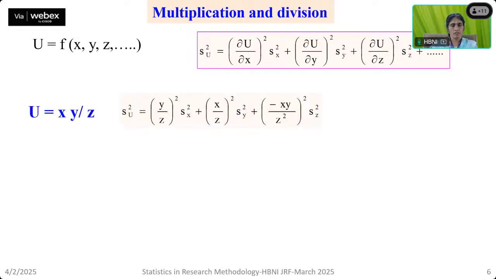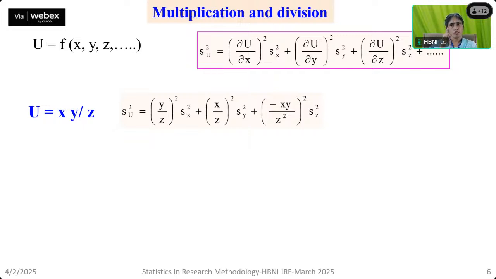One example is given over here. U, a function, is the resultant of the product of x and y, which is again divided by another variable z. Then here you can see that the squares of the relative standard deviations get added up. Here again, the same way we take the partial derivative of the function with reference to one, keeping the other parameters constant.